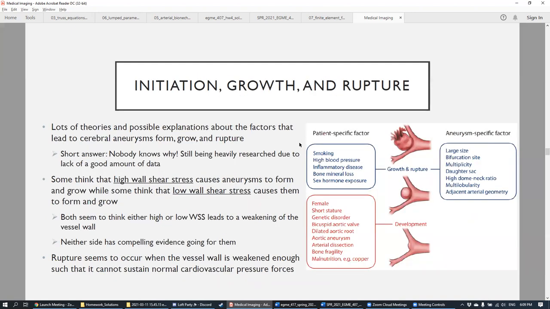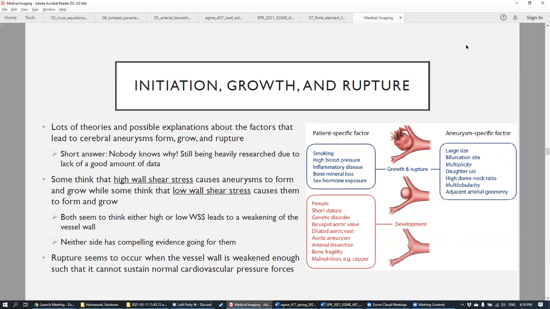Okay. And so, just like we said before, the main concern for these is rupture. But how an aneurysm initiates and how it grows, no one really knows, because there hasn't really been any data for taking a scan of someone every day and watching an aneurysm grow, just because no one really has the money for that. And so most of the time, when people catch aneurysms, they're often in the very late stages.